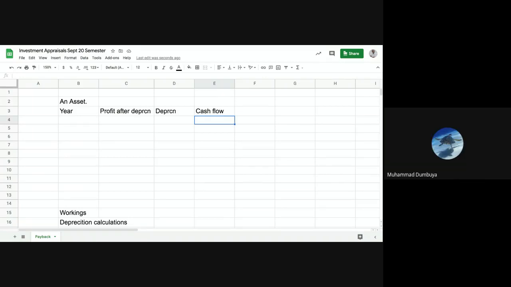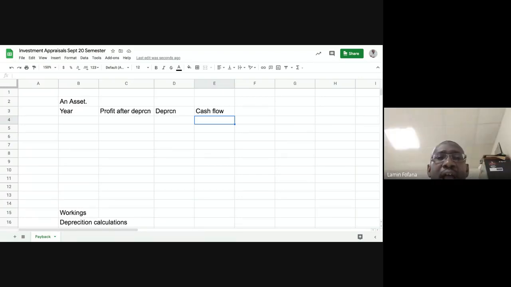Yeah, depreciation is a non-cash expense. Depreciation is a non-cash item. That is why we are adding it back to the cash flow. But why are we adding it back? We are adding it back because it was deducted before.